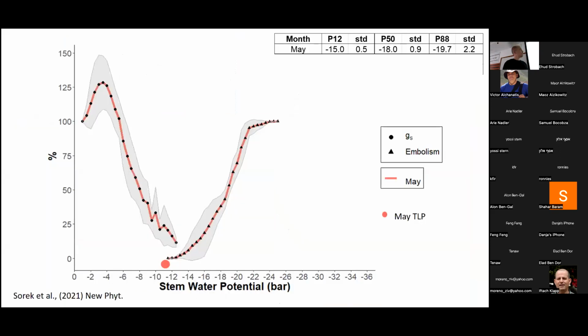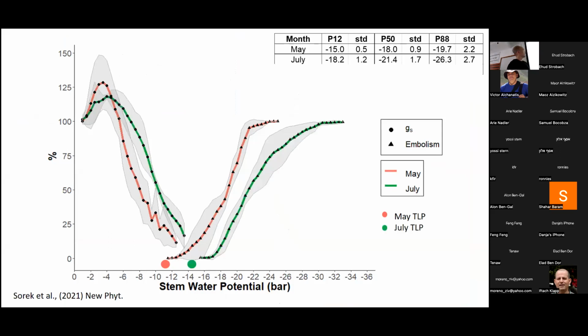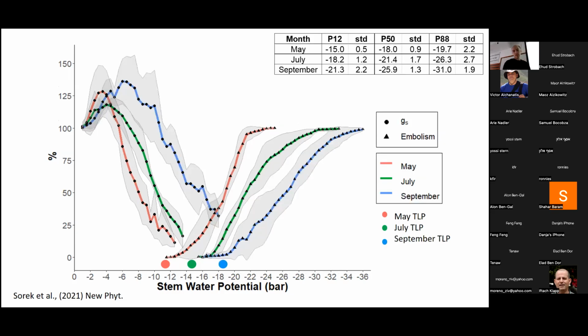What he found is that in May, stomatal closure occurs until 11 bars, and only after that does cavitation start. When he did the same thing in July, there was a shift of about 3 bars. Stomatal closure occurred completely at 14 bars, this is the turgor loss point, and only after that did cavitation start. And in September, it happened even 3 bars later. Stomatal closure occurs at 18 bars, and only after cavitation started.